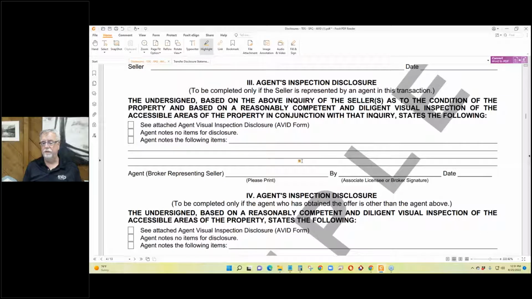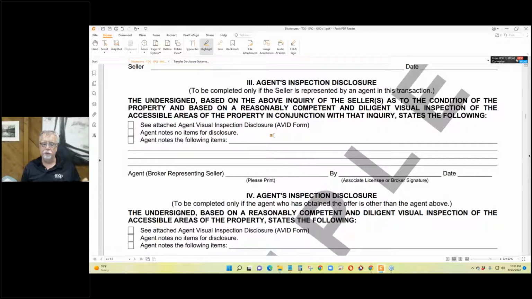Here's the agent's visual inspection disclosure. Now I'm just going to mention this, and then I'm going to go into the actual software that we would use to fill the first parts out. Should I do that first? Maybe. Depending upon, let me say this about the AVID. I'll spend more time on it.